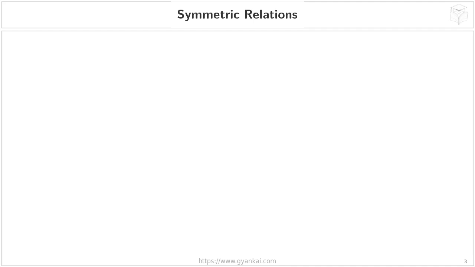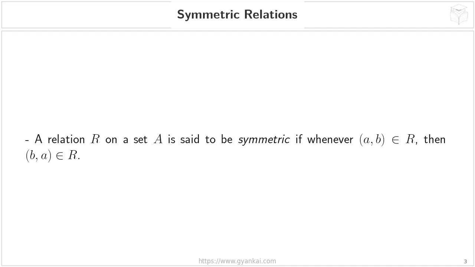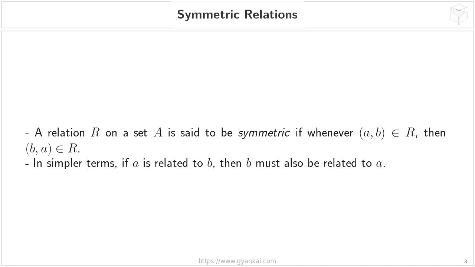Symmetric relations. So let's move on to the next type of relation, symmetric relations. As we discussed in the previous slides, understanding these properties helps us classify and better understand relations. Now the slide states, a relation R on a set A is said to be symmetric if whenever (a, b) is in R, then (b, a) is also in R.